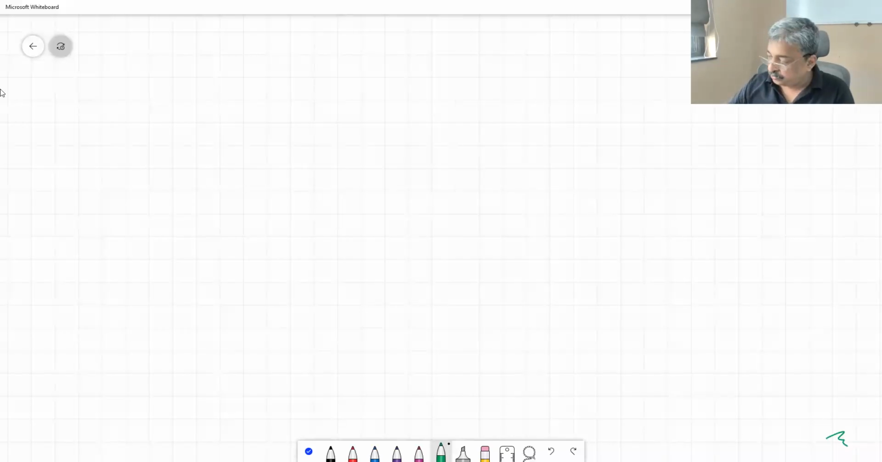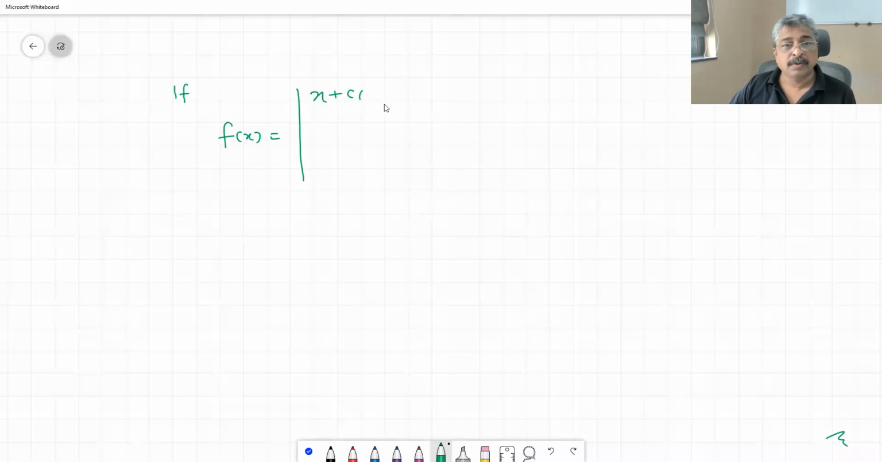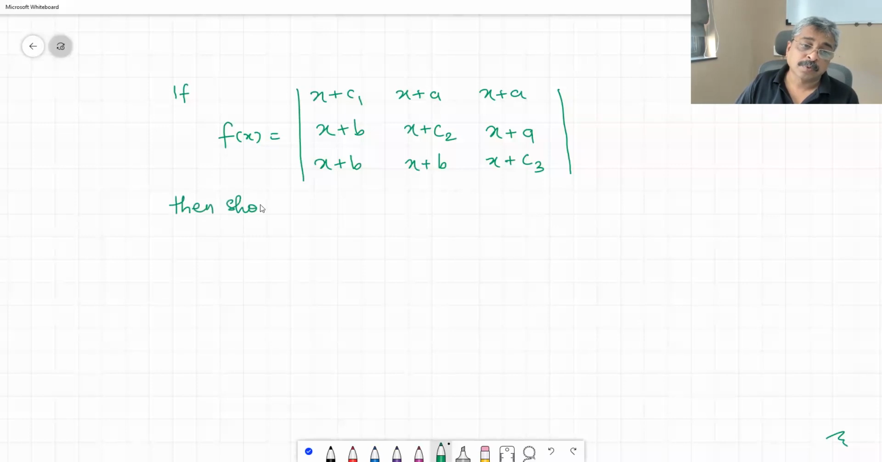Next determinant for you is: if f of x is equal to the determinant with entries x plus c1, x plus a, x plus a, x plus b, x plus c2, x plus a, x plus b, x plus p, x plus c3, then show that f is linear in x.